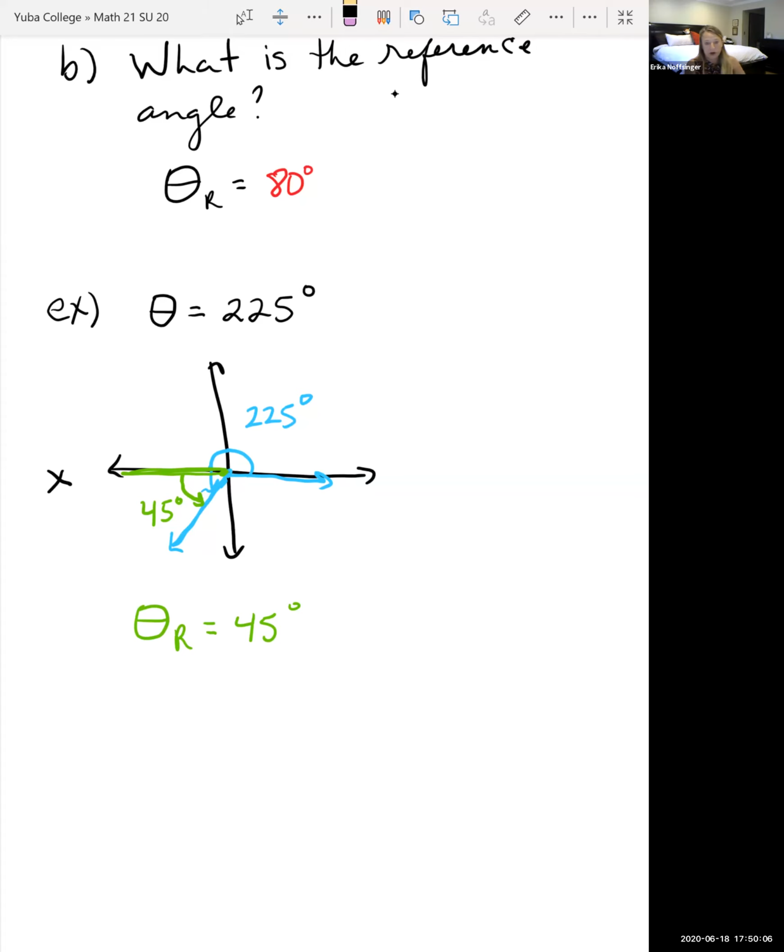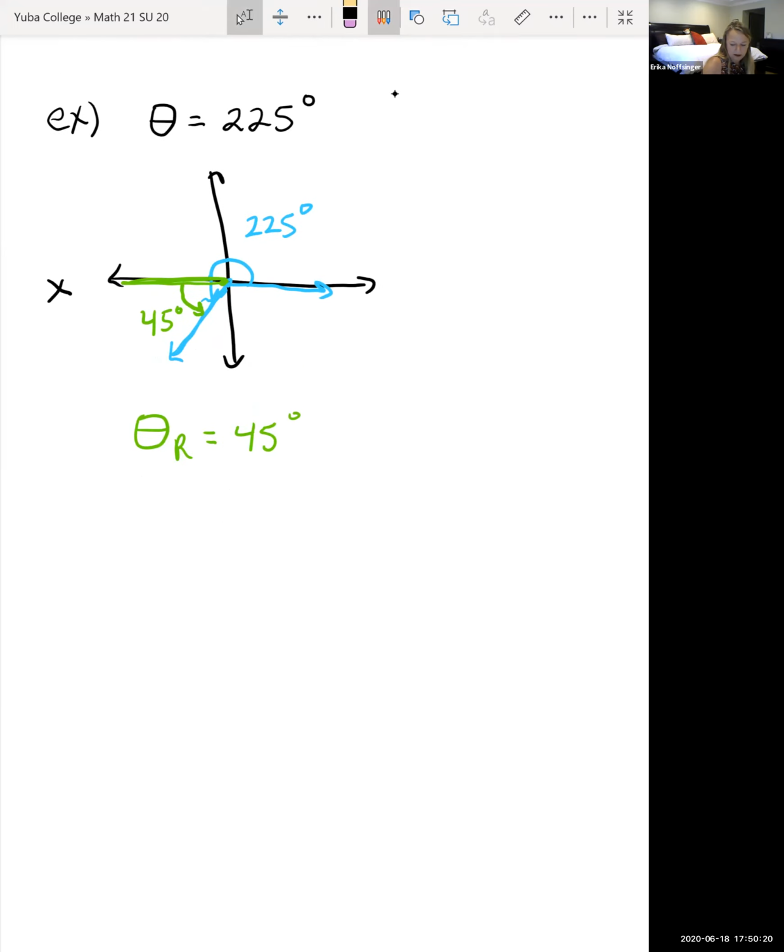So there's a difference between a reference angle and a coterminal angle. A reference angle is just that acute angle between the terminal side and one of the x-axis. So there's only one reference angle, whereas there's an infinite number of coterminal angles, an infinite number of angles we could have started at the initial side and swept through to end at this terminal side.